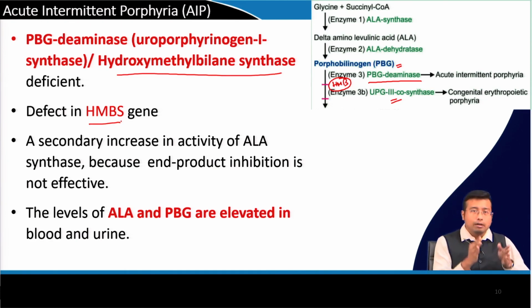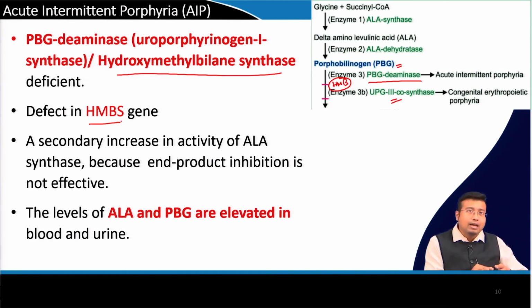Remember, hydroxymethylbilane synthase is the newer name, and uroporphyrinogen 1 synthase was actually the older name. Porphobilinogen deaminase, uroporphyrinogen 1 synthase, these are all older names. Hydroxymethylbilane synthase is the newer name. The linear tetrapyrrole was named hydroxymethylbilane much later compared to when the whole synthesis was discovered.